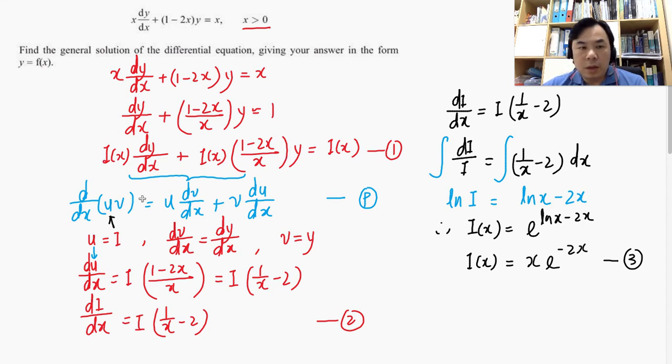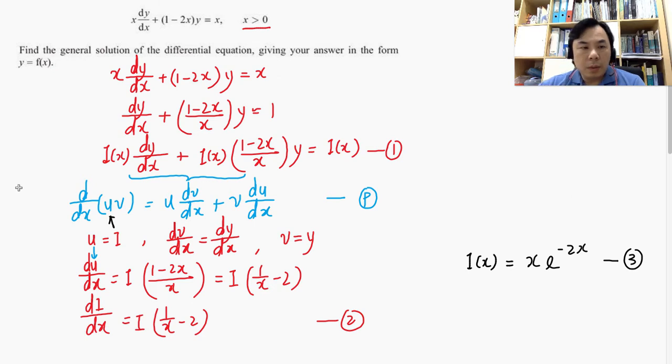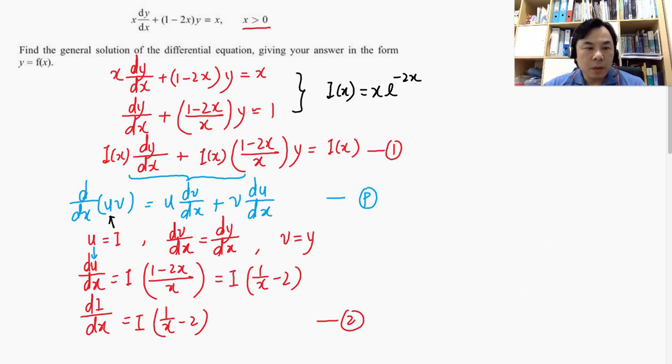All right. Now, how does that look? Let me clean this up. I'm going to rewrite this integrating factor at the side here just for reference so that we can refer to it shortly. So this integrating factor is given by here. I'm going to keep it there. All right. So from here, we know that u is equal to I, just to recap, and v is equal to y here.